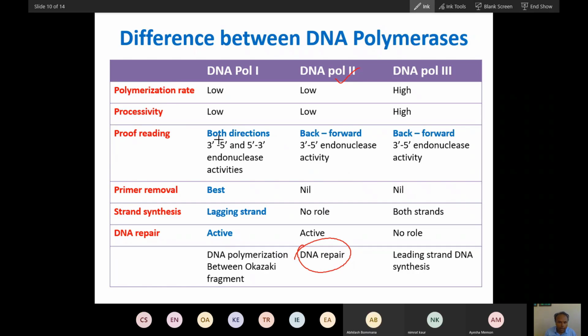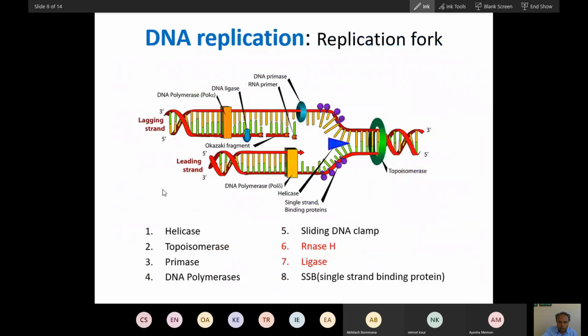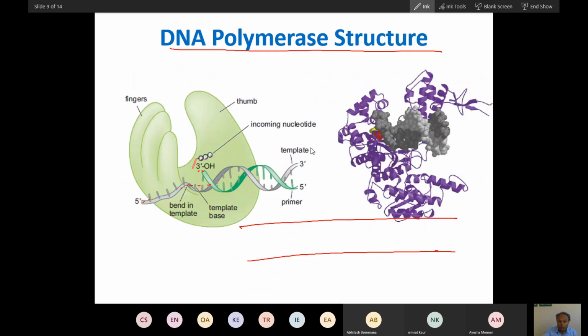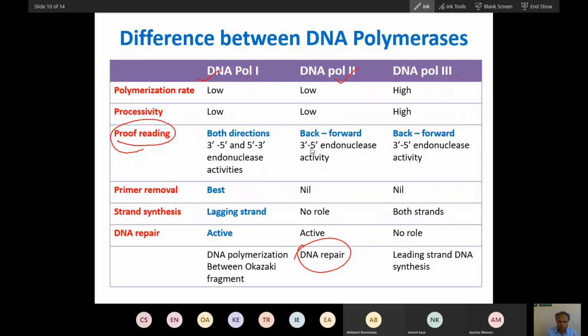So we will talk later. And it has the processivity and polymerization rate very low, just like DNA polymerase 1. And this is something called proofreading. Do you know what proofreading is? Proofreading is a process. During DNA synthesis, there is addition of wrong bases also. So this wrong base addition is removed by DNA polymerase itself.